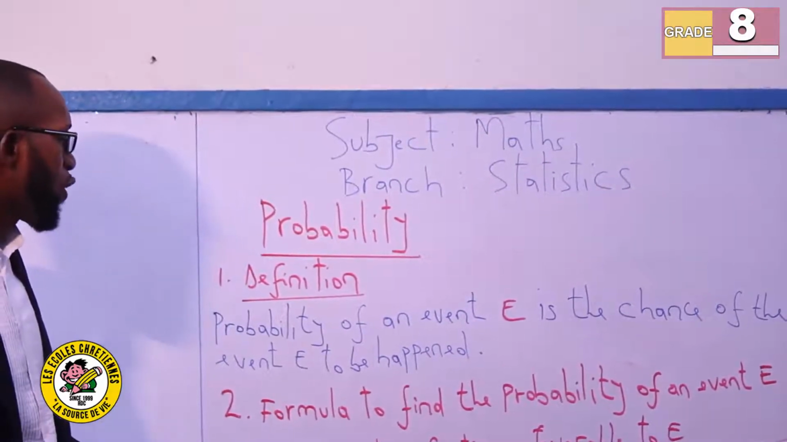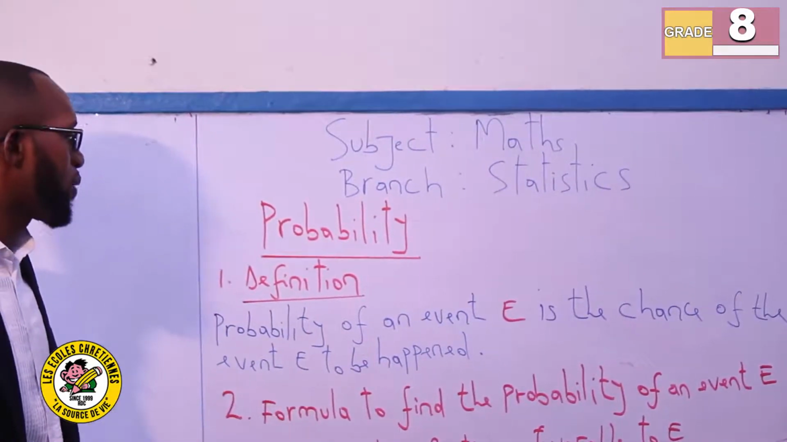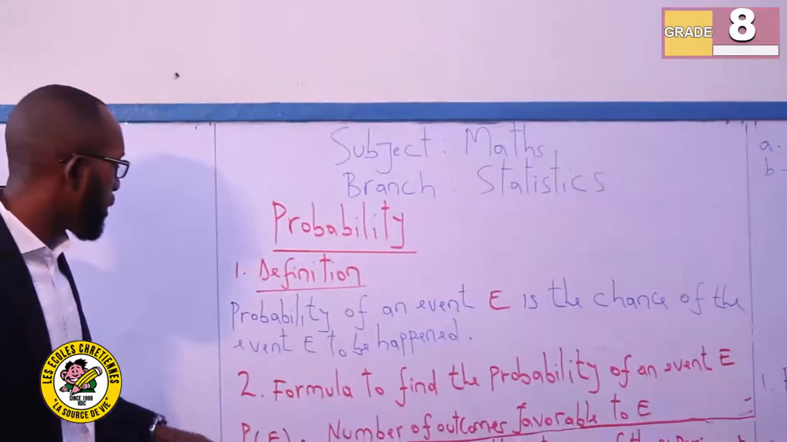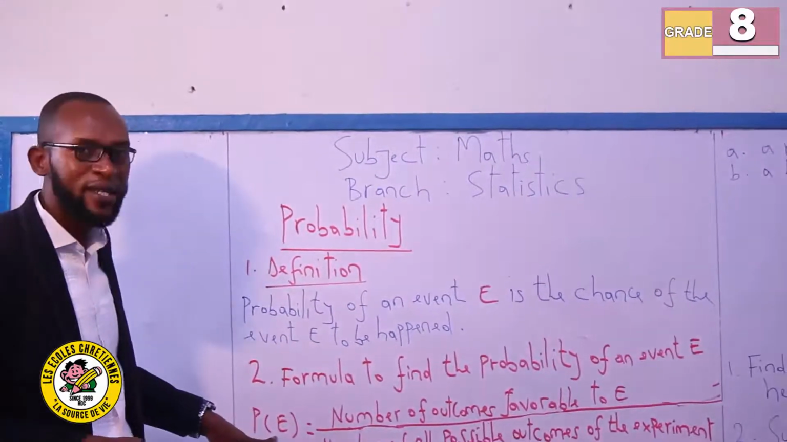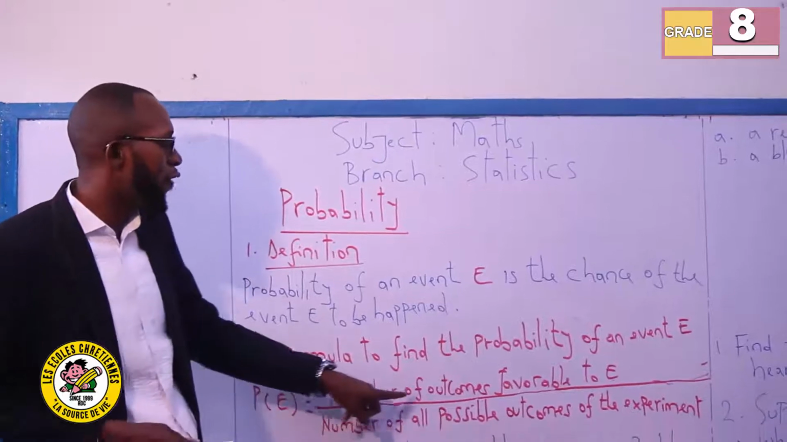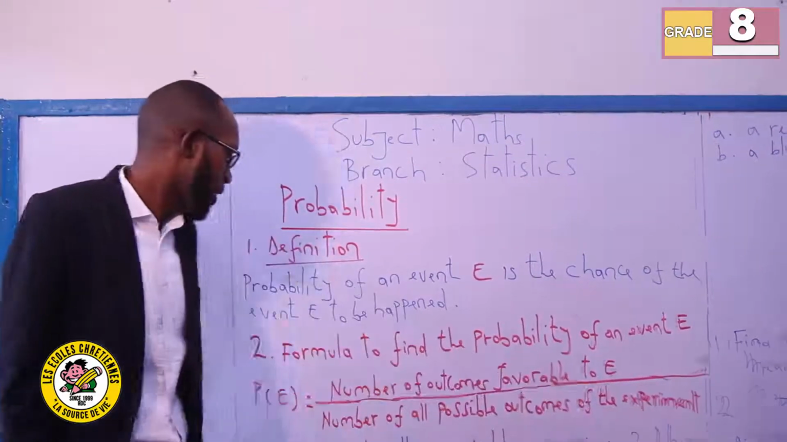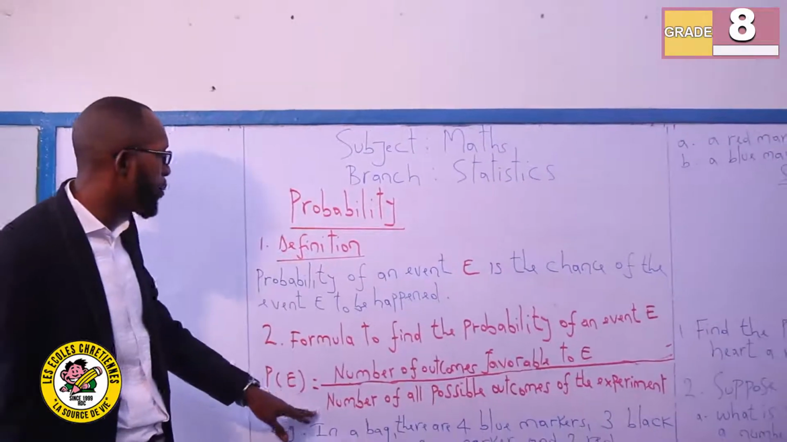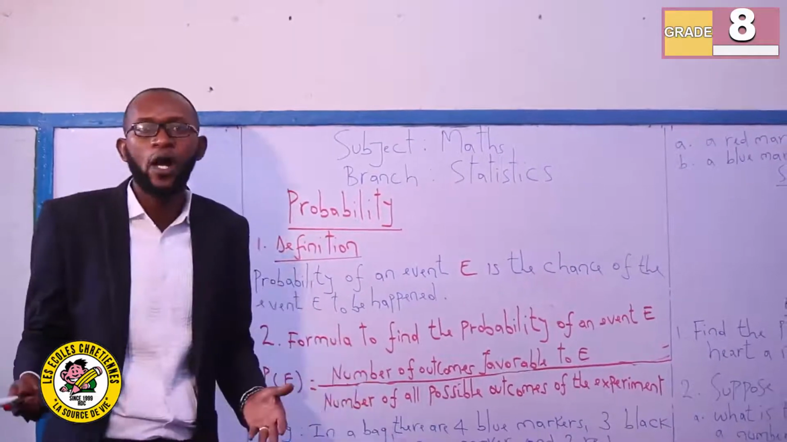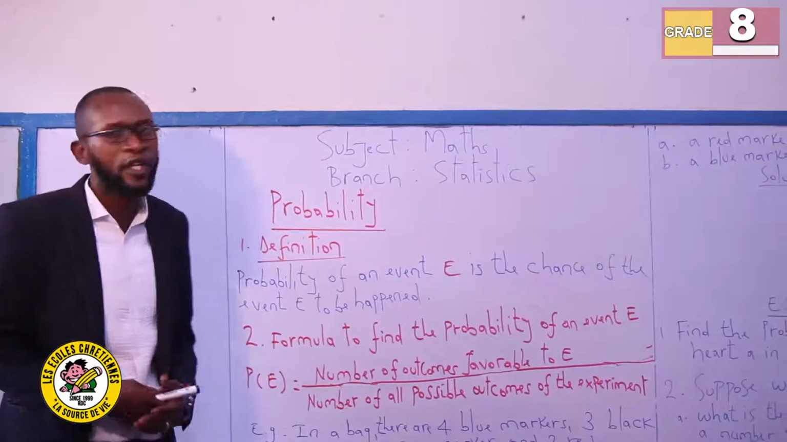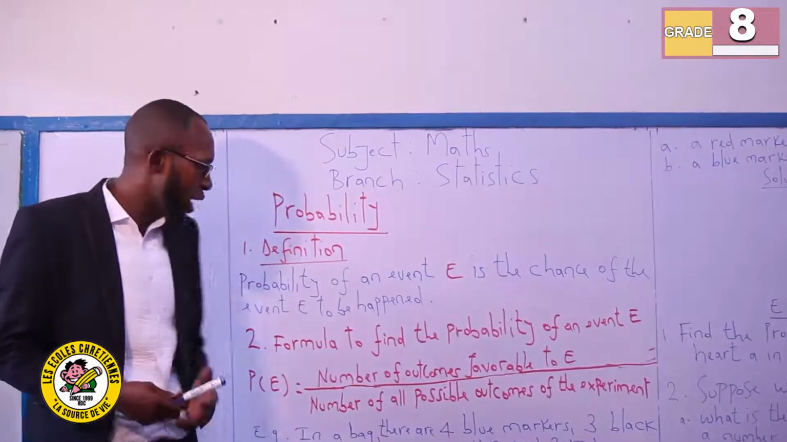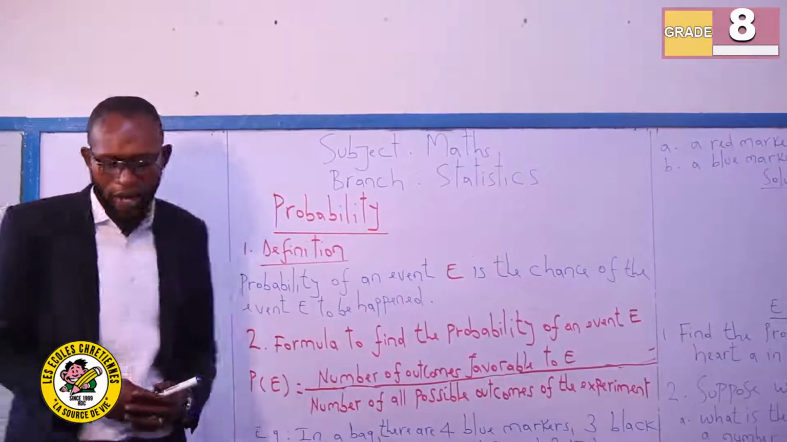Now, what is the formula to find probability? The probability of the event E is the number of outcomes favorable to the event E over the number of all possible outcomes of the experiment. I'm going to explain with this example.